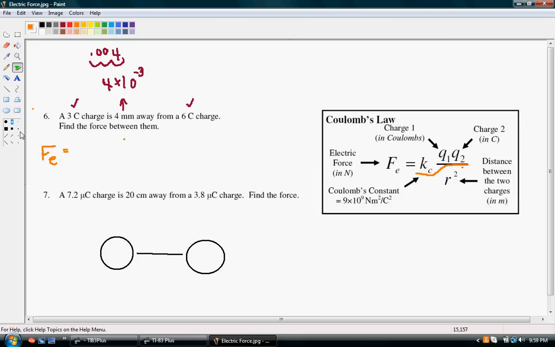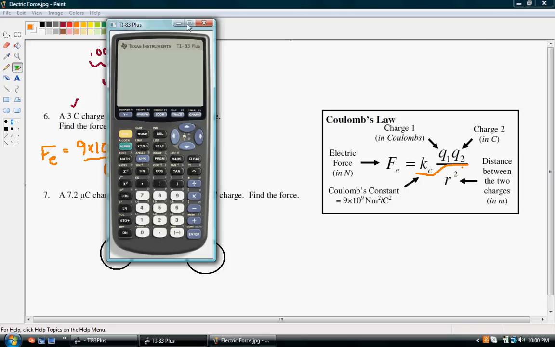Okay, so here we have 9 times 10 to the 9th, and then times our first charge, which is 3, times our second charge, which is 6, and then that is all over 0.004 squared. Alright, so we can go ahead and plug this into our calculator.